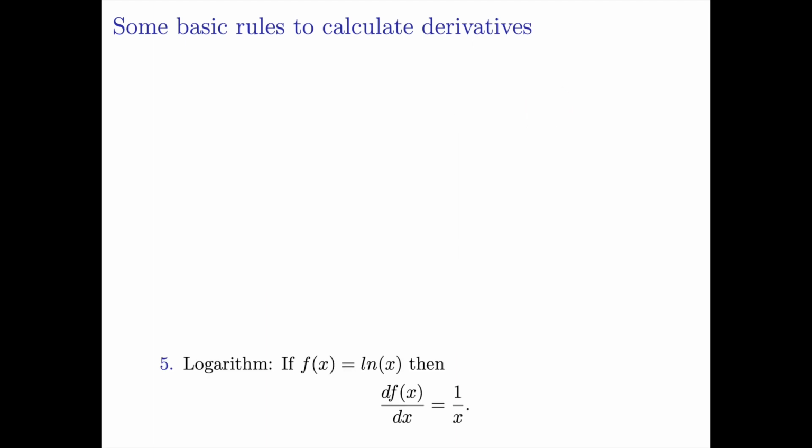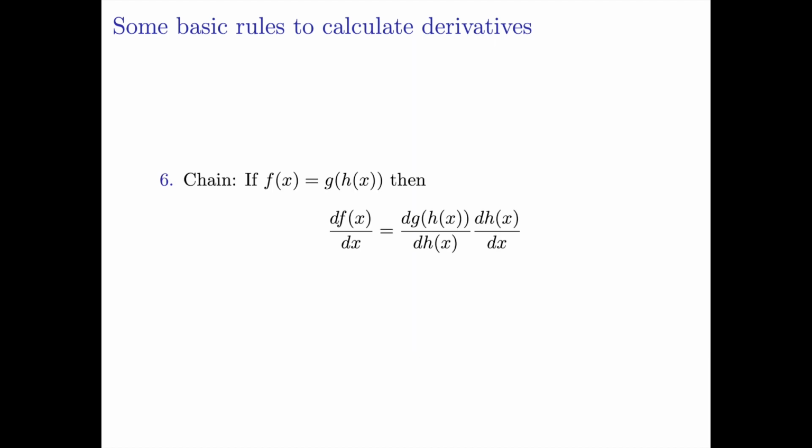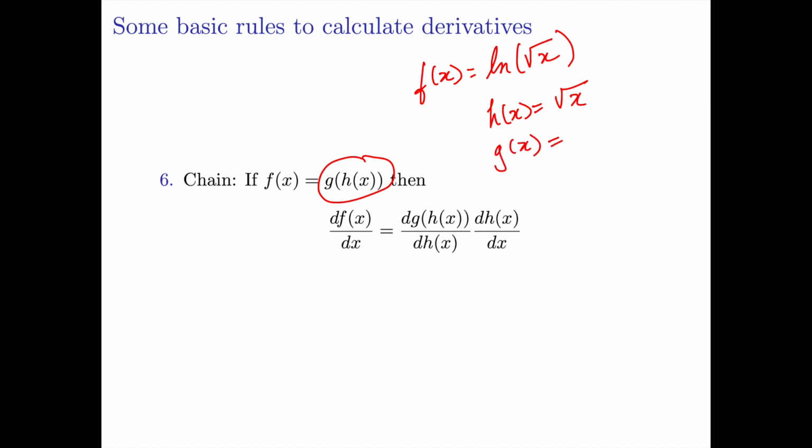Another type of function that we often use are logarithms. The derivative of log of x is just 1 over x. Now this one's going to look a little bit complicated, but it's going to be very useful. Oftentimes we're going to have f of x being a function of some function of x. So for example, you might have f of x equals log of the square root of x. In this case, h of x would be the square root of x, and g of x would be the log of x. So if we apply g to h, we have f of x.